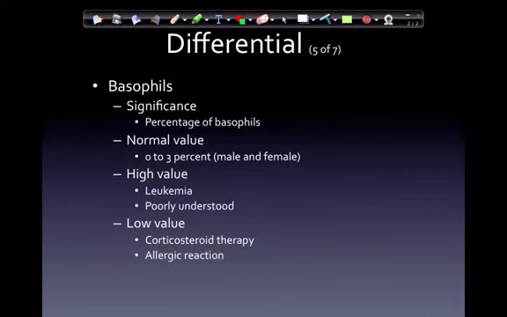Basophil. Significance is the percentage of basophils. Normal value, 0 to 3% in male and female. And a high value could be leukemia, or really, whenever we look at that, it's poorly understood on the basophils. We know that they are differentiating specifically for a reason, but we haven't quite learned that reason yet. Low values could be corticosteroid therapy or an allergic reaction.